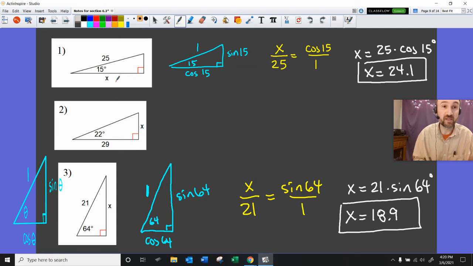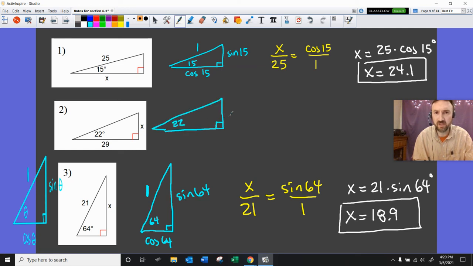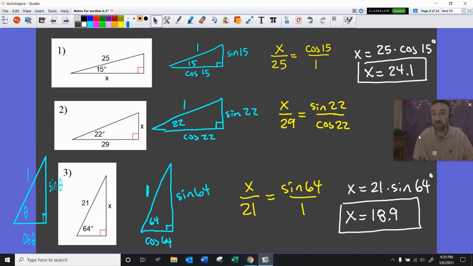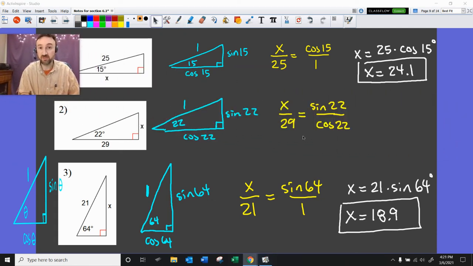Okay, we'll just get this one set up for you. In this case, we would draw in another triangle. It's a 22-degree right triangle. So we've got a sine of 22, a cosine of 22, and a 1. Let's see. If I'm going to set this up, x over 29 would have to be equal to, x matches up with sine of 22, and then 29 matches up with cosine. Oh boy, we've got two trigonometric ratios there. And that's perfectly fine.